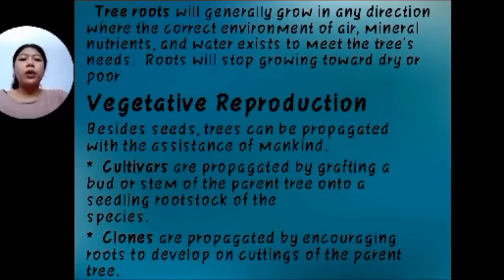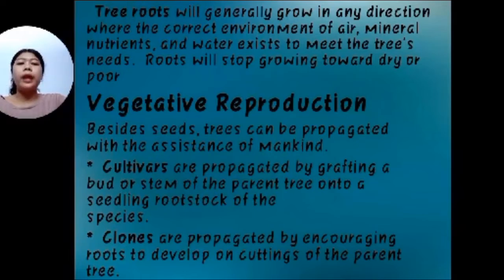Let's proceed to vegetative reproduction. Besides seeds, trees can be propagated with the assistance of mankind. Cultivars. Cultivars are propagated by grafting a bud or stem of the parent tree onto a seedling's root stock of the species. So a cultivar is an organism, and especially one of an agricultural or horticultural variety or strain.